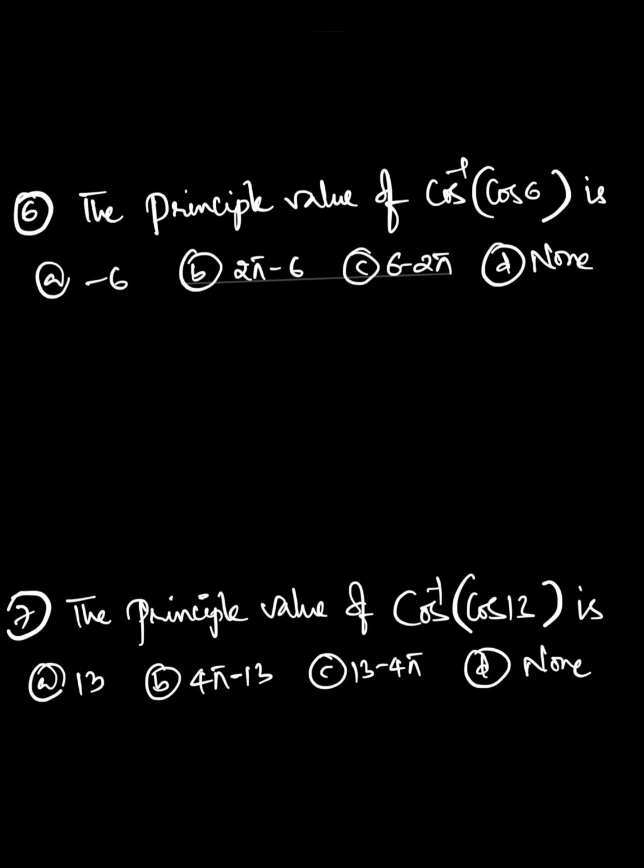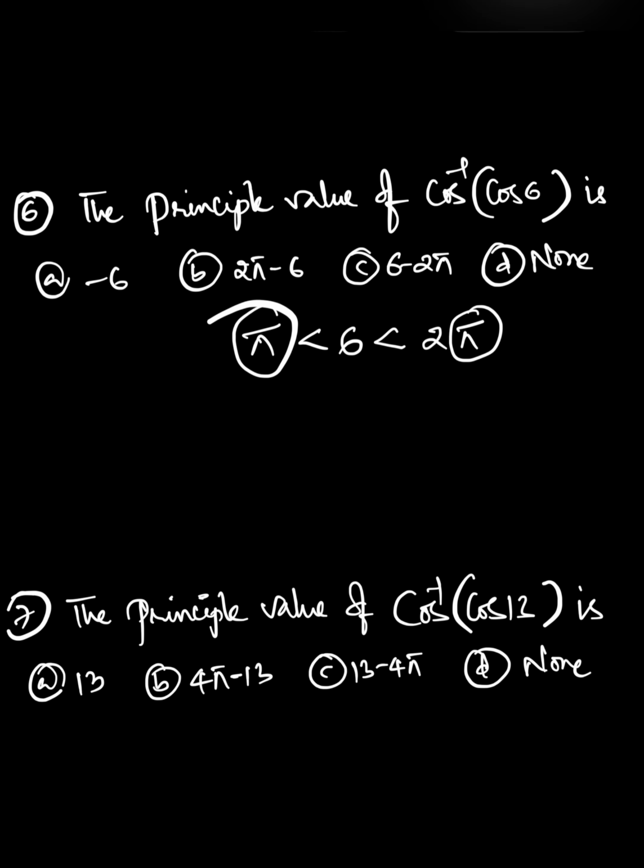6 is ranging like 6 radians, which is inside of pi to 2 pi, right? Because pi value is 3.14 and 2 pi is 6 point something, 6.28. So the 6 is in between pi to 2 pi. So in case of this, 6 is in between pi to 2 pi.